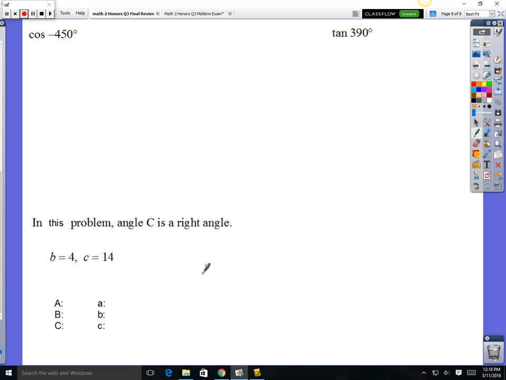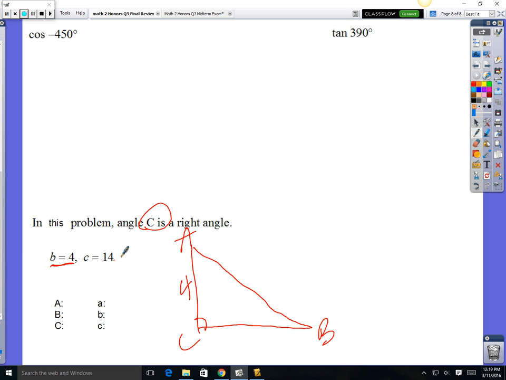Okay, the last one, you gotta draw your own triangle. Make it 90, and C is the 90, so that's C. We'll call that A, we'll call that B. Little b, this side right here is little b, so it's 4. Little c, that's hypotenuse, that's gonna be 14. So I know C is 90 degrees, and I know little c is 14, and little b is 4.